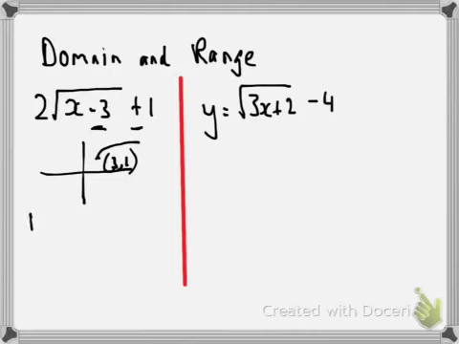Its domain would therefore be from 3, including 3, that's why we've got a squarish bracket, up to infinity. And we always have a curved bracket with infinity. So the domain is 3 to infinity, because that's the x values that graph will cover. The y values it will cover going upwards, so the range will be from 1 up to infinity.